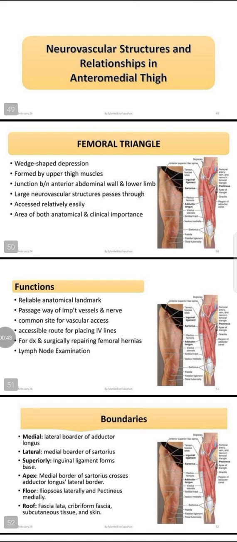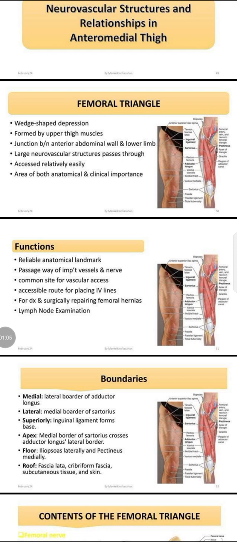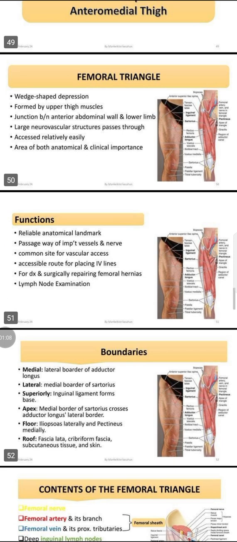So we have important neurovascular structures passing through the femoral triangle. Here we've got the femoral nerve, for instance, the femoral artery, and the femoral vein. All of these pass through the femoral triangle. They are basically the contents of the femoral triangle. It is accessed relatively easily, an area of both anatomical and clinical importance.